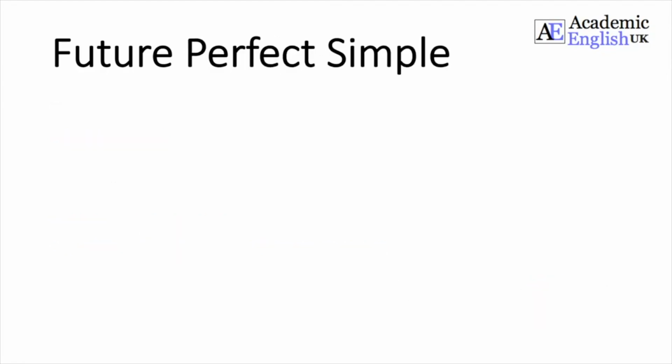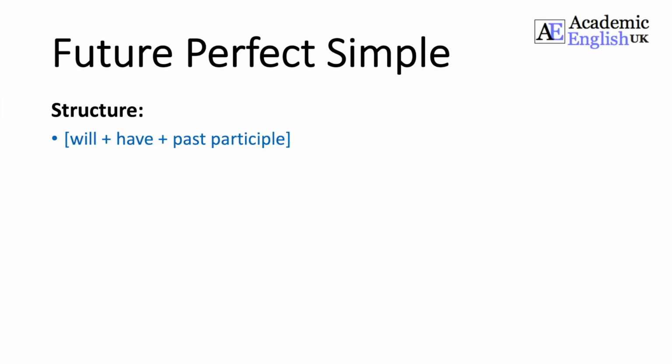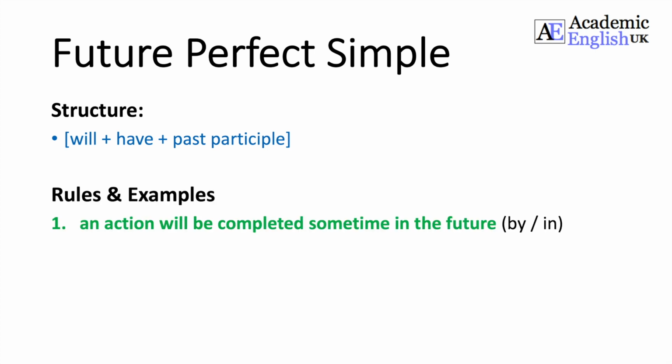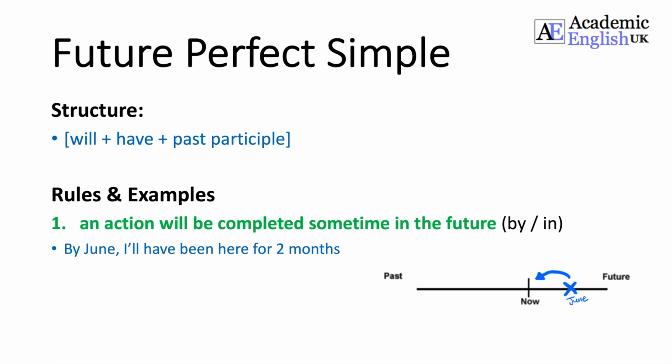The third is future perfect simple. This is created using will plus have plus the past participle. There is one key rule, and this is an action will be completed sometime in the future. By June, I'll have been here for 2 months. So this is looking forward to June and then looking back.